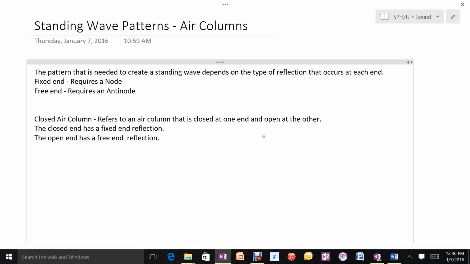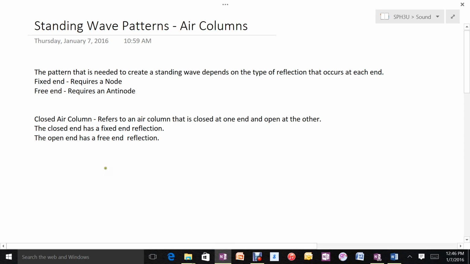So closed air column. Closed air column means that it is an air column which is open on one end and closed on the other. I would suggest you think of something like a pop bottle. When you've drank part of the pop out of it, then you go and blow across the top of the pop bottle and it makes a noise.